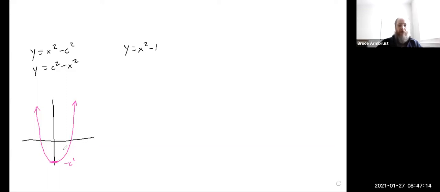It's a sad parabola, so it's going to be a frown. And this c squared is positive c squared. Okay, so the region that we're looking for is this egg-shaped region.